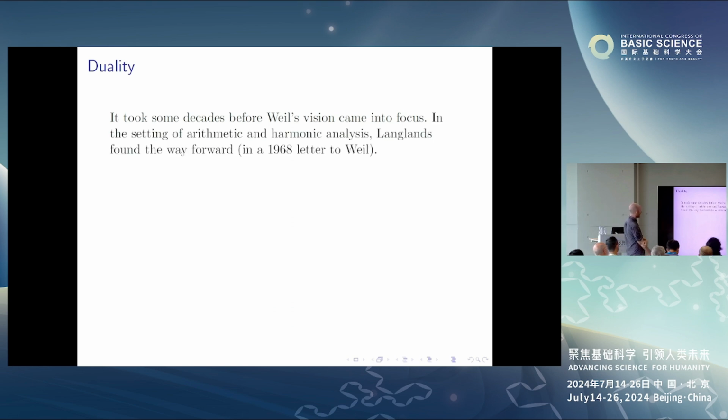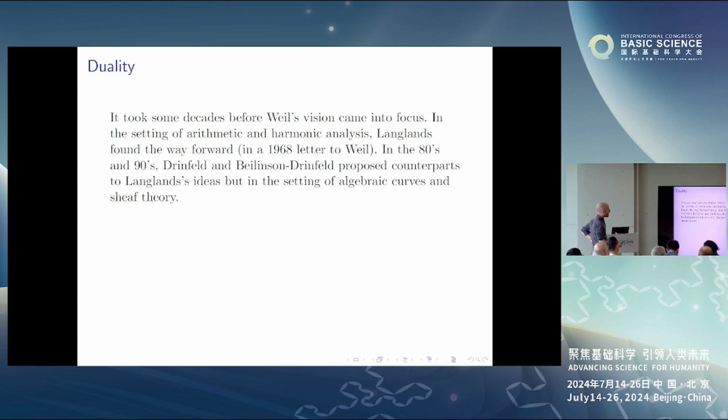So it started in the setting of arithmetic and harmonic analysis, and there, Langlands really found the way forward. In fact, in a 1968 letter to Weil, exactly 30 years later. Then in the 80s and 90s, Beilinson and Drinfeld proposed counterparts to Langlands' ideas, but in the setting that Weil was really considering, or studying, in the setting of algebraic curves and sheaf theory.